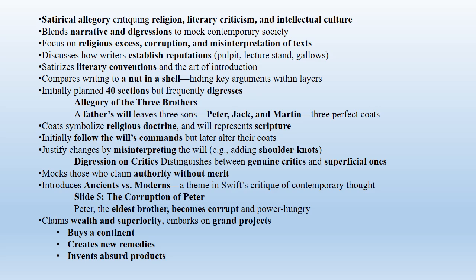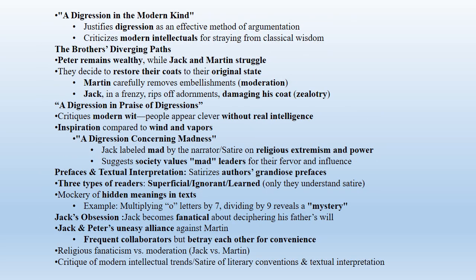They then decide to re-examine their father's will, translating it into simpler language to better understand its original intent. Another digression, a digression in the modern kind, justifies the use of digression itself, suggesting that sometimes indirect argumentation is more enlightening than direct instruction. Swift resumes his criticism of modern intellectual trends, particularly their deviation from classical wisdom.